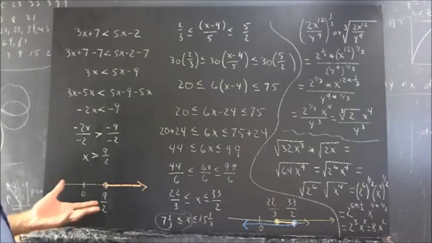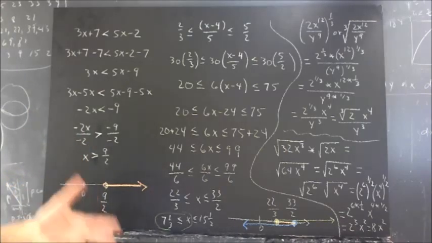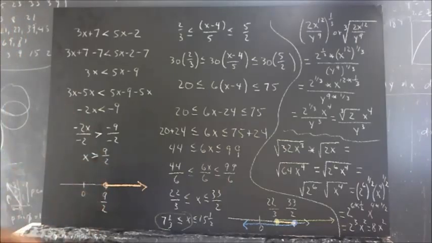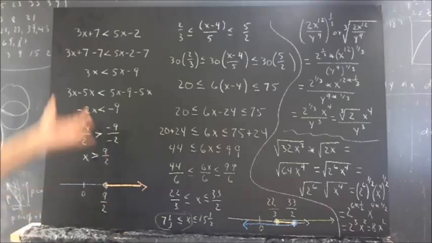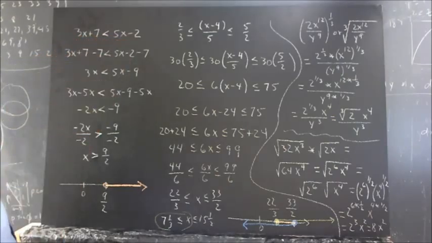Now we're going to solve a few inequalities. Inequalities are solved almost exactly the same way you solve equations. You just have to be careful that if you multiply or divide by a negative, you've got to switch the inequality. Okay, so 3x plus 7 is less than 5x minus 2.